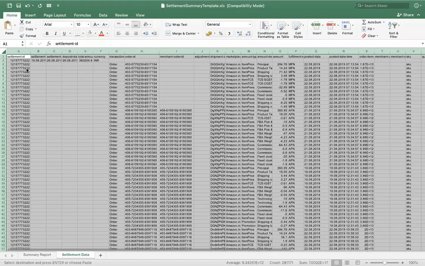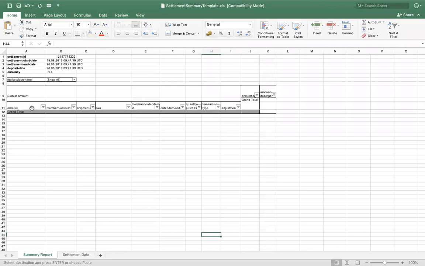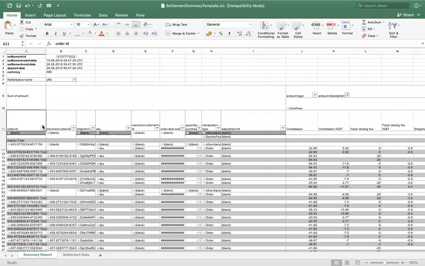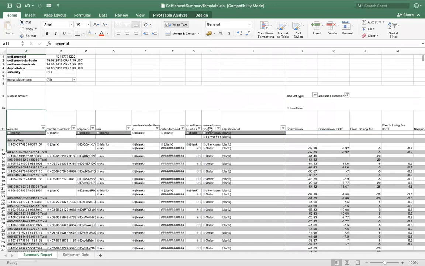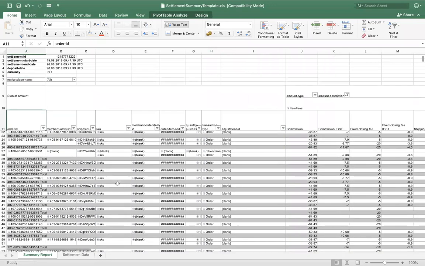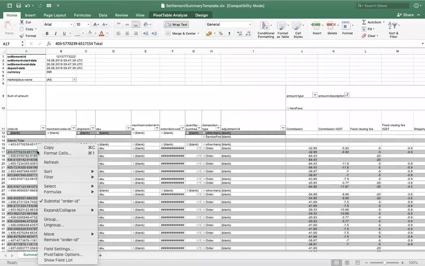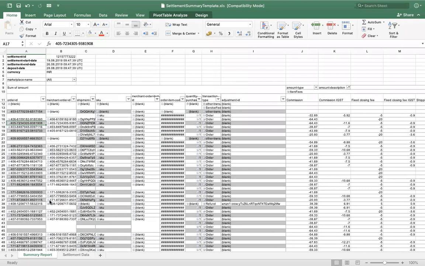How does it help you? As soon as you paste this entire data on this sheet, you just have to click on the summary report, go there, and click refresh. And there you see all your payment files will be shown here on an order ID level, which is basically a line item level. A lot of you who may be early sellers would not know what exactly this means. I'll help you to decode it as long as I can.